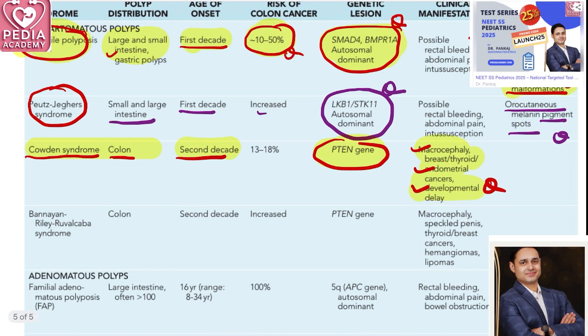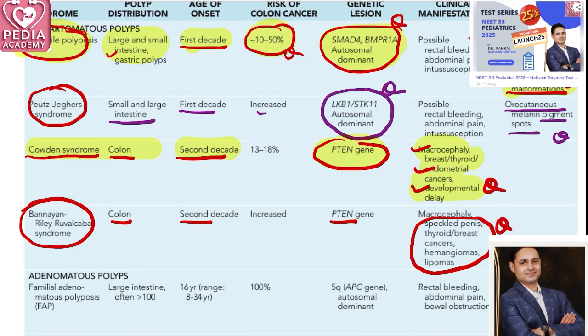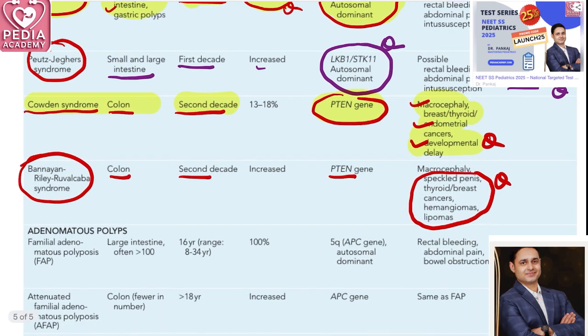This is Bannayan-Riley-Ruvalcaba syndrome. This syndrome is also similar to Cowden syndrome because it is seen in colon, second decade, PTEN gene mutation, macrocephaly, speckled penis, hemangioma. So if a Cowden syndrome-like presentation is asked, but speckled penis and hemangioma are seen, without thyroid and breast cancer, it is Bannayan-Riley-Ruvalcaba syndrome. Just remember.